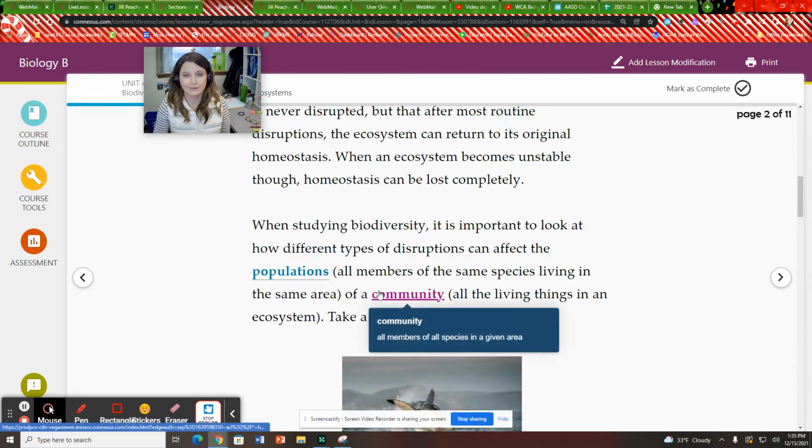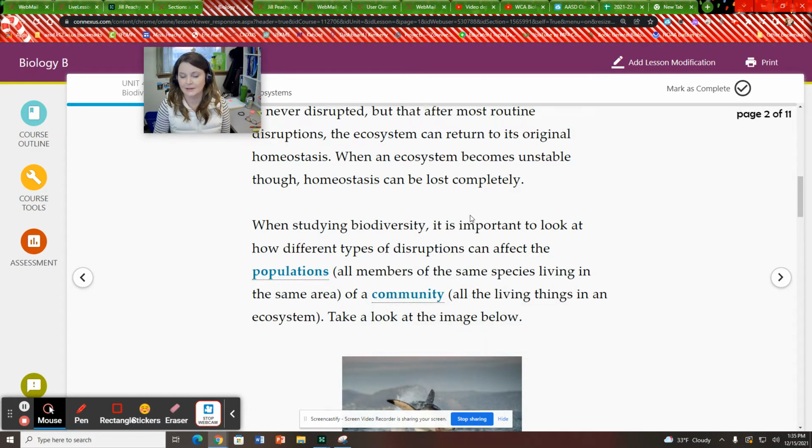So again, biodiversity, those are the number of different organisms found within the same area, can affect all levels of that ecological hierarchy. It can affect just a population, one type of organism, or it can affect all members of the ecosystem, which we call the community.